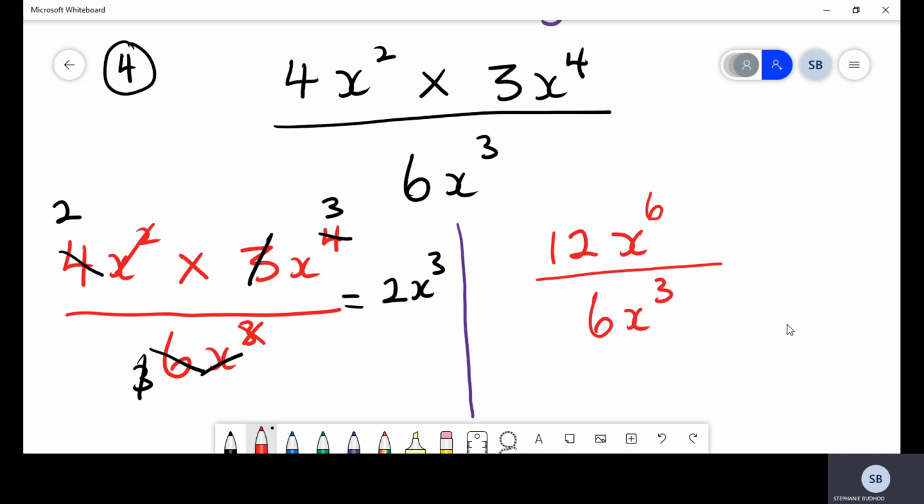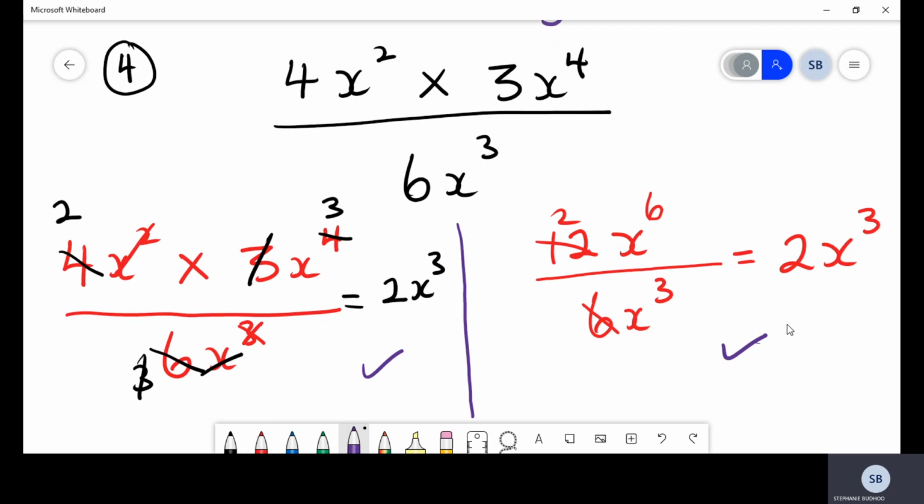All right, guys. And finally, using our rules of exponents, well, first of all, let's simplify. 12 over 6 gives us 2. So we'll have 2 there. And using your rules of exponents, when you are dividing the same base and you have powers, you subtract your powers. So you end up with x to the power of 6 subtract 3, which gives us 3. So you can see that using either method, you are supposed to get the same answer.